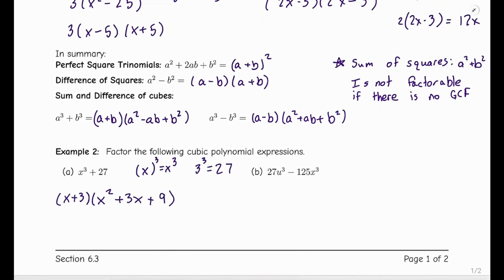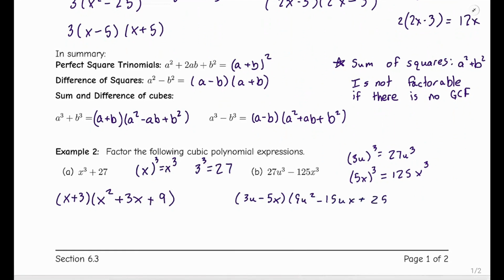Part B. Well, 27u cubed is 3u cubed, and 5x cubed is 125x cubed. So we have a difference of cubes here, so it'll be 3u minus 5x, 9u squared minus 15ux plus 25x squared. Again, I squared the 3u to get the 9u squared. I squared the 5x to get the 25x squared. And then I took 3u times 5x to get the negative 15ux.